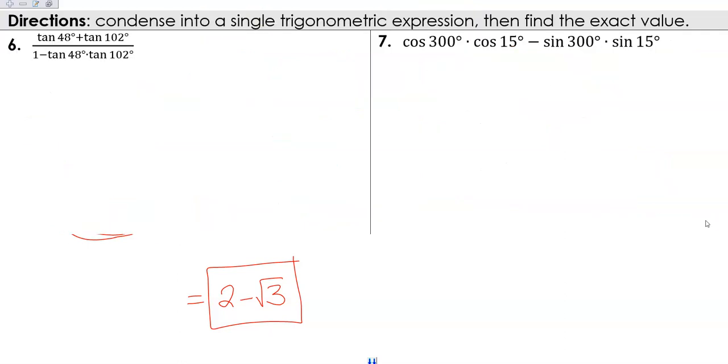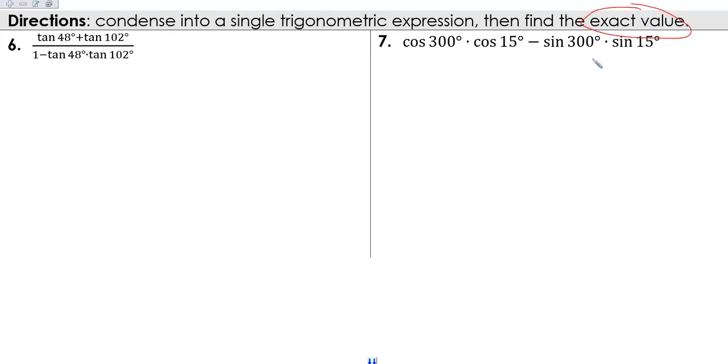Okay, let's take a look at this next set of directions. We want to condense this into a single trig expression and then find the exact value. If I just want to condense it into the expression, I don't have to look at the unit circle at all. But when I want to find the exact value, that means make sure you're finding out what it is on the unit circle.